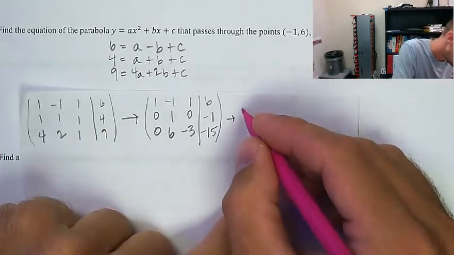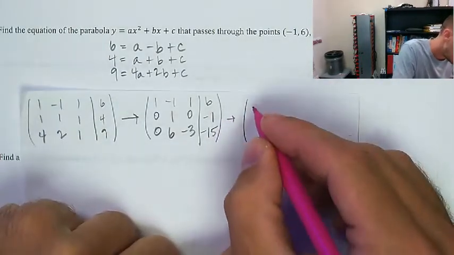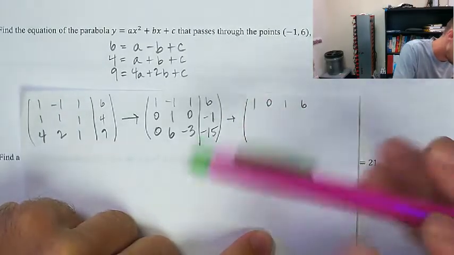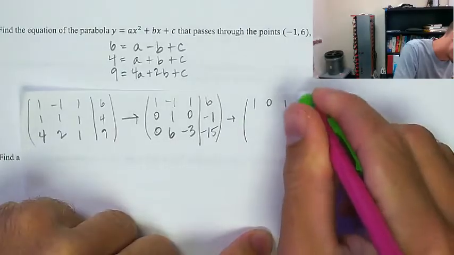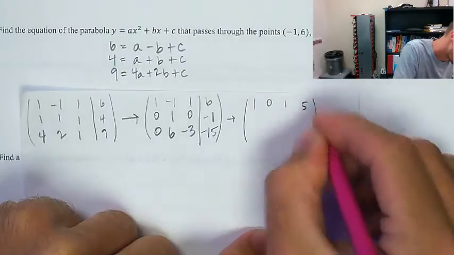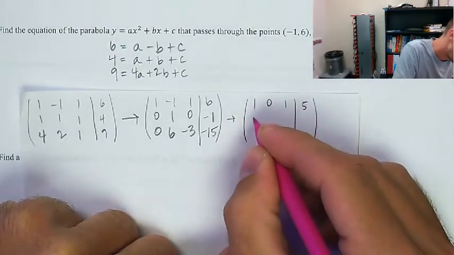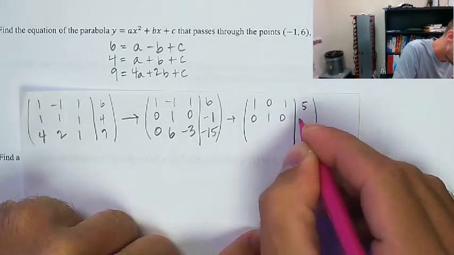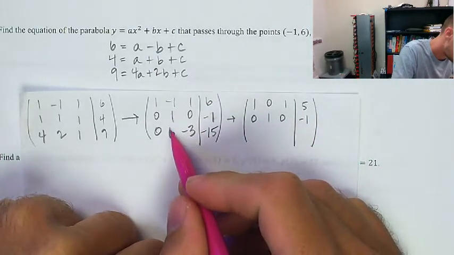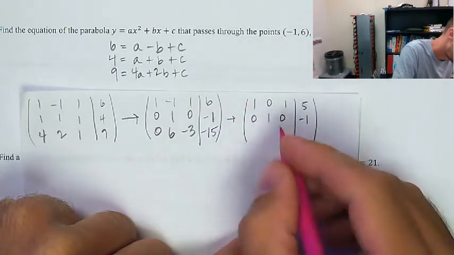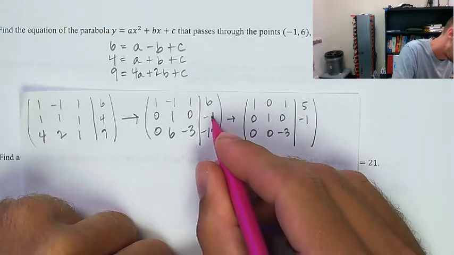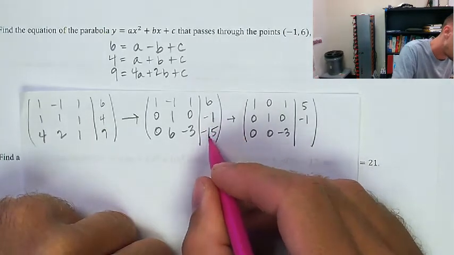Let's see. Yep, still my shot. 1, 0, 1. Nope, not 6. That'll become 5, because I'm adding row 2 to row 1. 0, 1, 0, -1. And then I'm going to subtract 6 copies of row 2 from row 3. 6 copies of row 2 from row 3, sure enough.